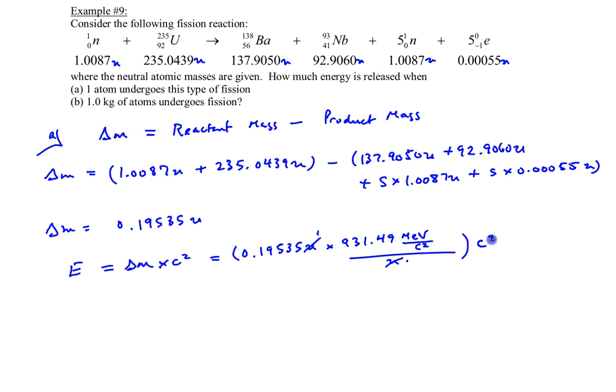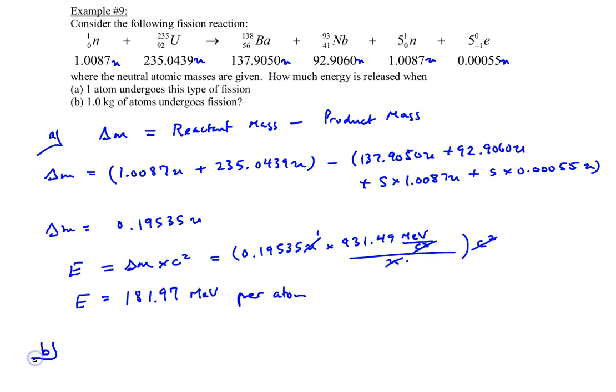And then when we multiply by c squared, you'll see the c squares cancel out. So the energy is really this multiplied by this constant. This gives us an energy of, we'll just say, 181.97 mega electron volts. Now you could convert the atomic mass units to kilograms and then convert that to joules. It's up to you. This is, by the way, the amount of energy per atom, or per reaction.